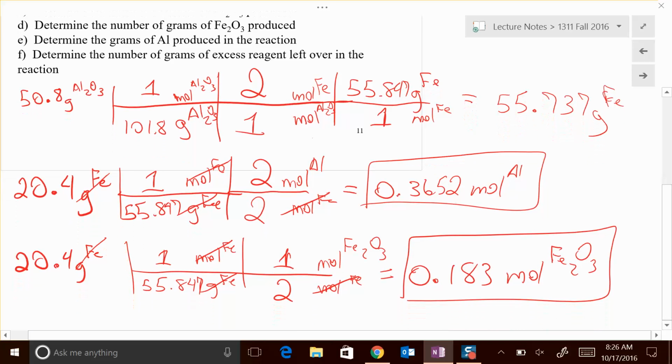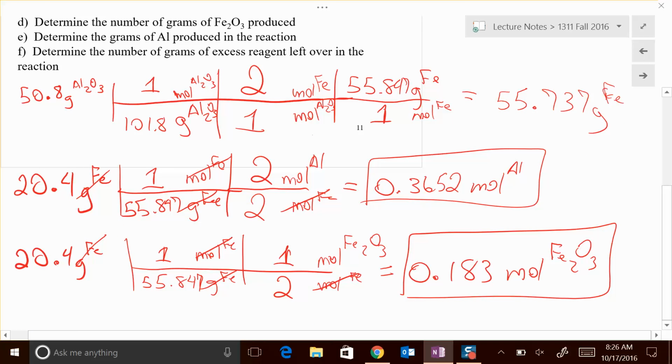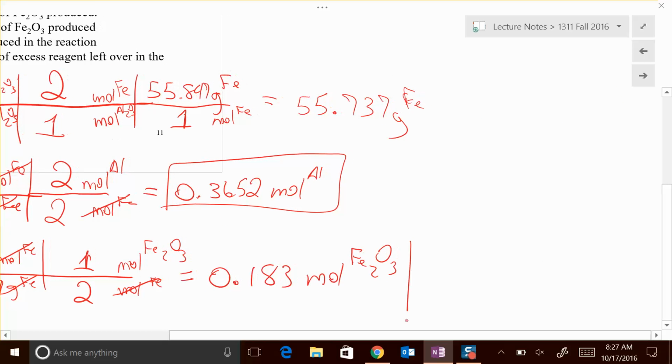Next, determine the number of grams of Fe2O3 produced. What would I do next to determine that? Just simply convert this to grams. From the moles of Fe2O3, I could continue that and convert it to the grams of Fe2O3 from the moles of Fe2O3.